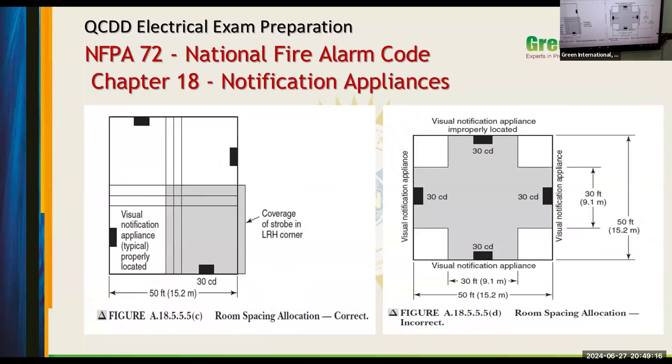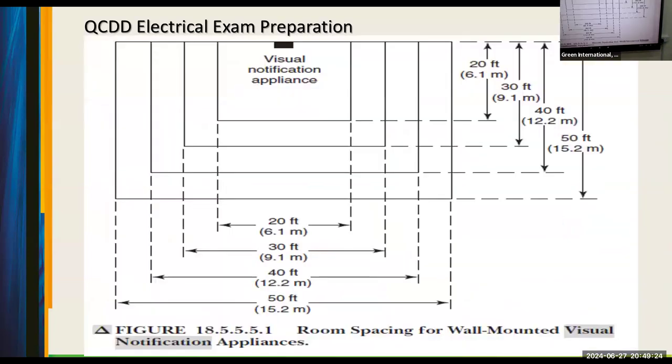So here are the visual devices. We have how we install 4 devices in a room. This diagram refers to where we install one notification.